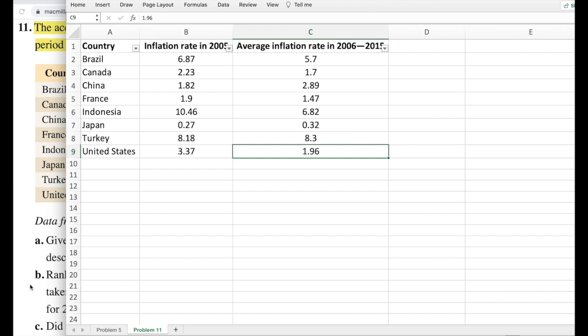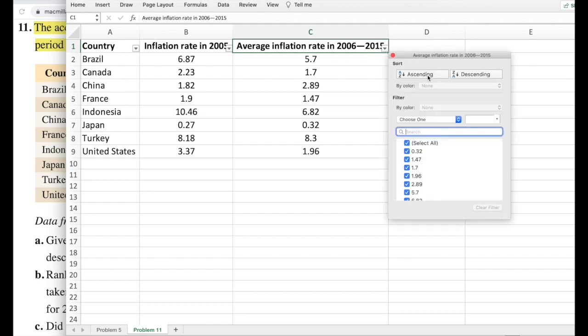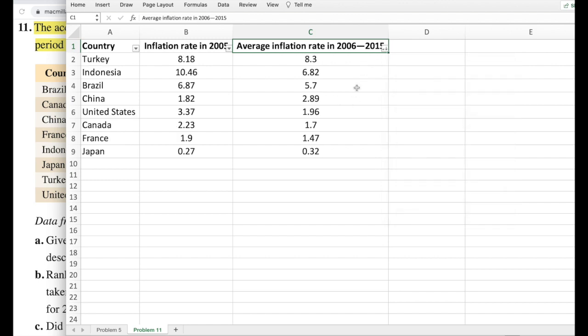Again, you can download this file from UMLearn. What I can do, focusing on average inflation, is filter the data as well. You can click on this little arrow and choose descending here, and then we see the descending order. So Turkey had the highest inflation during that time, and that's why menu cost was highest for Turkey as well. Whereas Japan is in the lowest ranking in terms of menu costs and inflation.